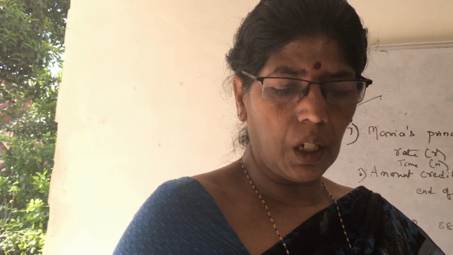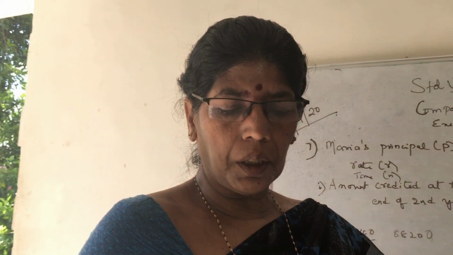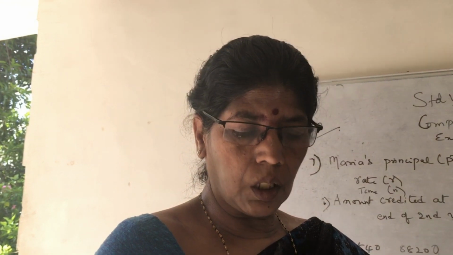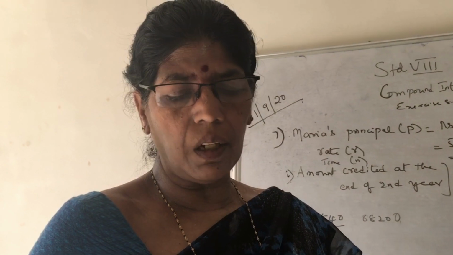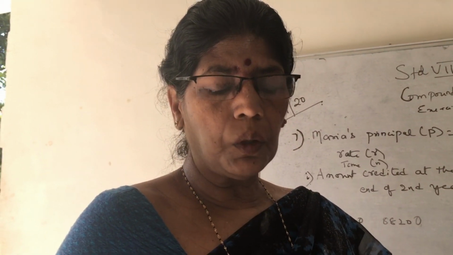Coming to 7th. Maria invested rupees 8,000 in a business and was paid 5% per annum compounded annually. Find the amount credited against her name at the end of the second year and find the interest for the third year. Her investment is 8,000. So her principal is rupees 8,000. Rate per annum 5%. The first bit here is find the amount at the end of the second year. So use the formula for amount, children. A is equal to P into 1 plus R by 100 whole power N.